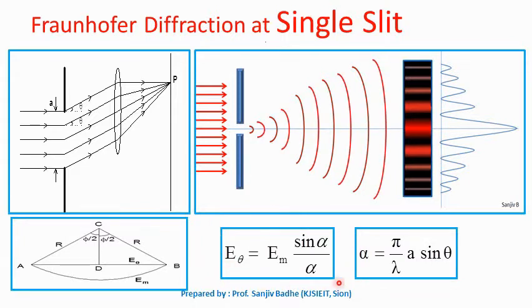What does this result tell us? This result tells us that all the light waves diffracted from a single slit of width A can be replaced by a single light wave having the resultant amplitude E theta equal to Em sin alpha upon alpha, where alpha is equal to pi by lambda A sin theta. So this result we will be utilizing. So just remember this result.